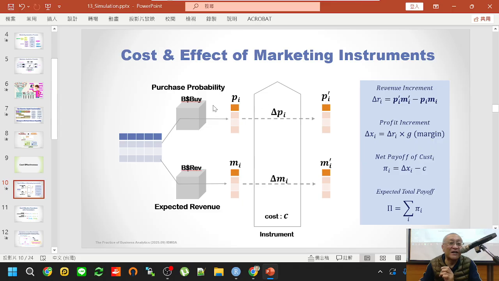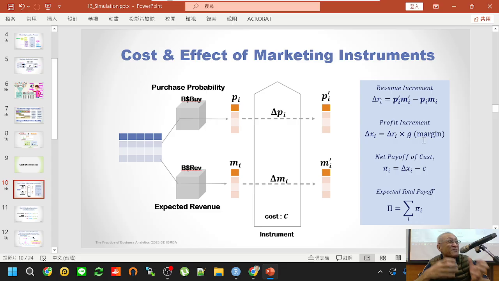the expected revenue of this customer, for every customer, the subscript i represents every individual customer, right? So for each of these, after we apply this instrument, first of all, we know delta P, right? And if we know delta P, we'll know how to calculate P prime, and then we can calculate the revenue increment, right? And the revenue increment has to be multiplied by the margin, because revenue is not profit, right?